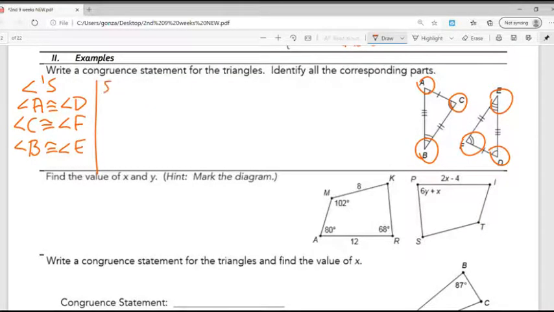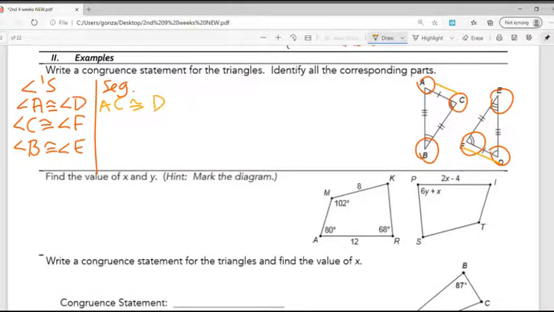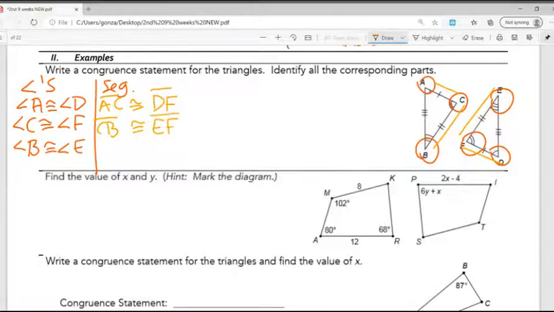Then you have segments. And I know that AC goes with FD, or DF, doesn't matter. And then you're going to say that CB goes with EF. And then I'm going to say that AB is congruent to DE.